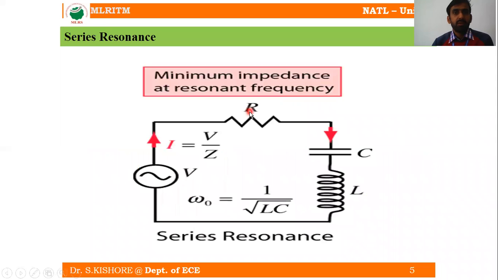So let us consider a series resonant circuit for our understanding purpose, where the resistance, capacitance and inductor are connected in series. We will come across omega naught equal to 1 by root over LC, which is nothing but our resonant frequency value. Here an AC source is applied and we have I is equal to V by Z, where Z is your impedance.